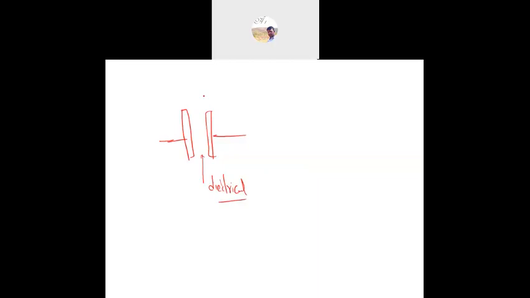These are metallic plates. So any two conducting surfaces separated by an insulating medium is called a capacitor. Capacitance is not only between two conducting plates; we can find it in electrical overhead lines also.